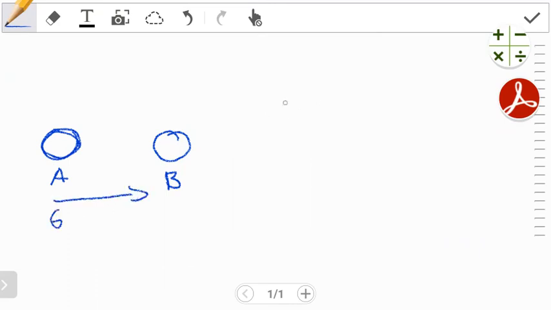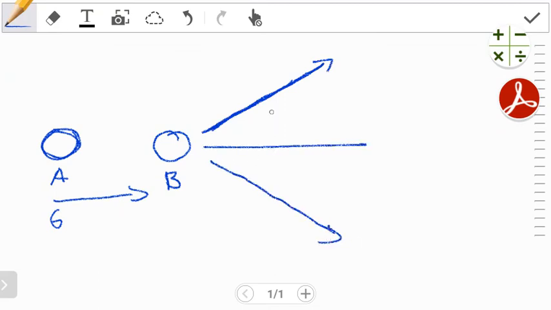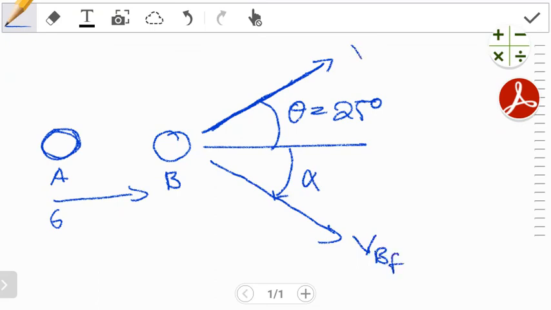After the collision, ball A goes in that direction, and ball B, let's say, goes in this direction. The question specifies that the angle here, let's call it theta, is equal to 25 degrees. But we want to find this angle here, let's call it alpha. Apart from that, we also want to find the final velocity of B and the final velocity of A. So these are the three terms we have to find: the velocity of A final, the angle B makes, and the final velocity of B.